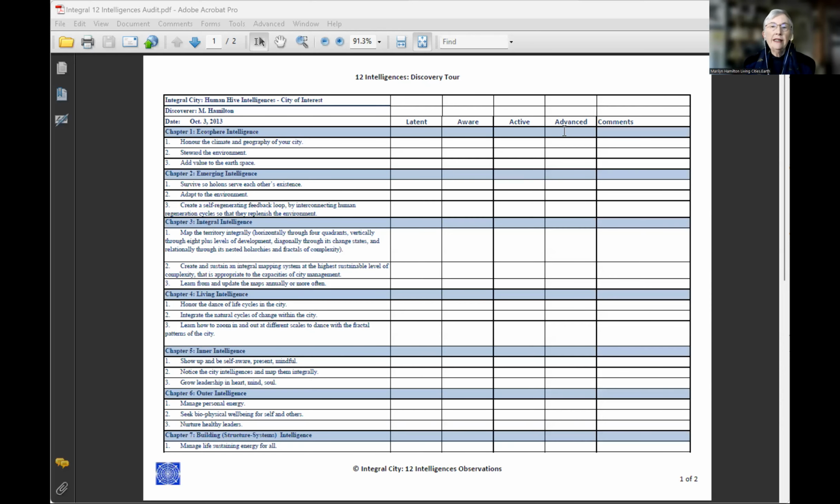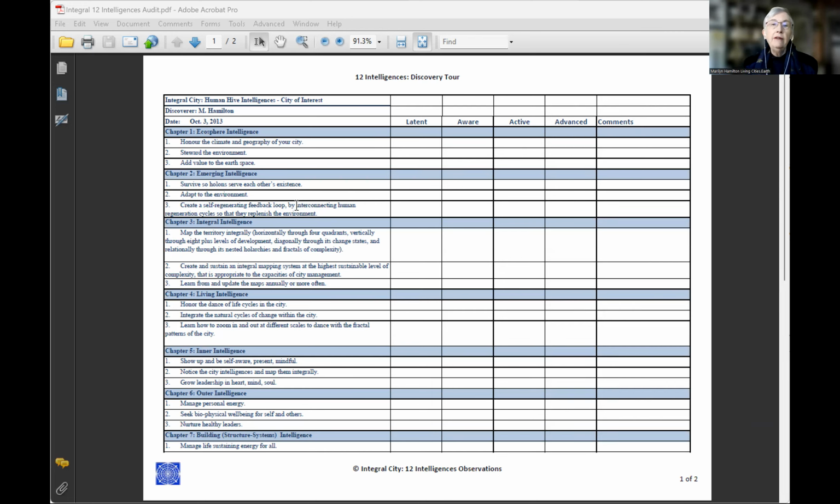When I share this in cities, I often call this a 12 intelligence discovery tour. It takes each one of the 12 intelligences that you can find described on the website. And if you read it in the book, you can read a full definition of the intelligences chapter by chapter. You can even download an audio book, a talking book, of the first book that describes the 12 intelligences. So there are quite a number of resources for you to get an in-depth view.